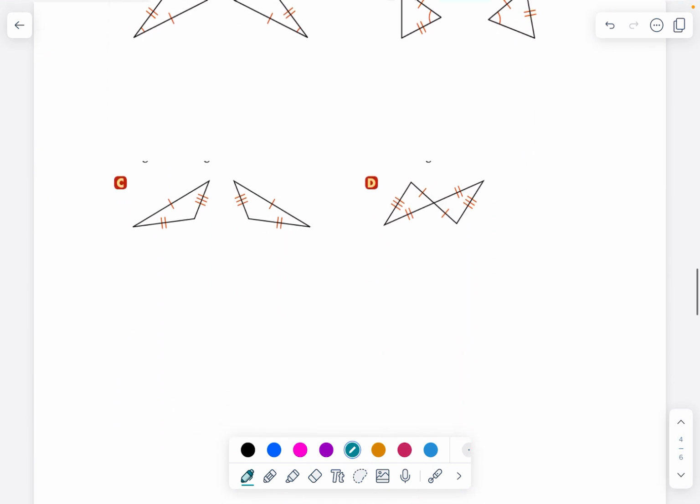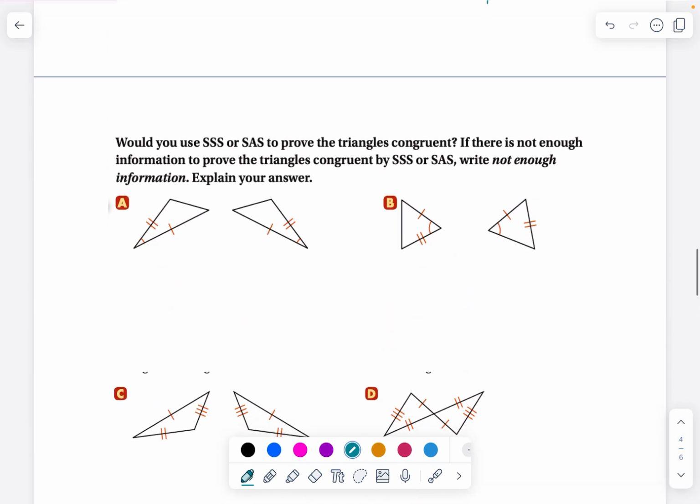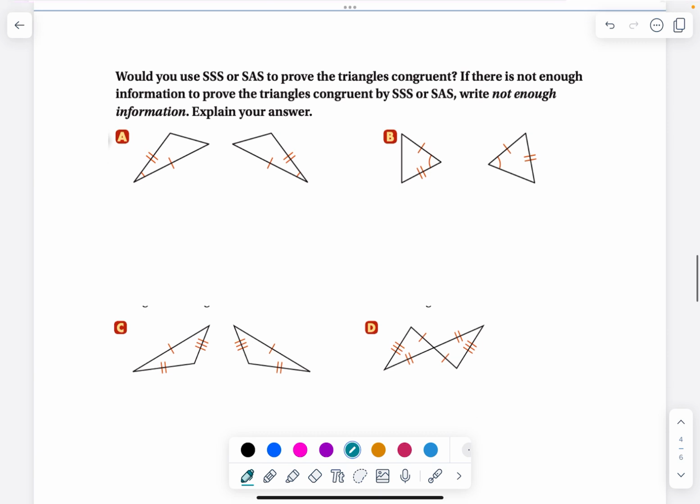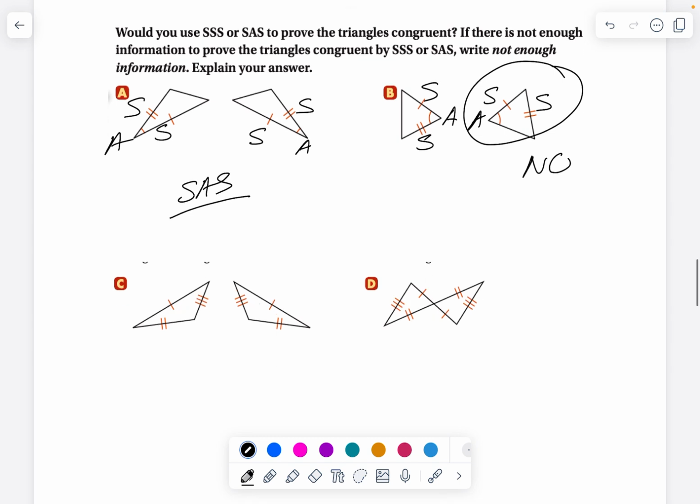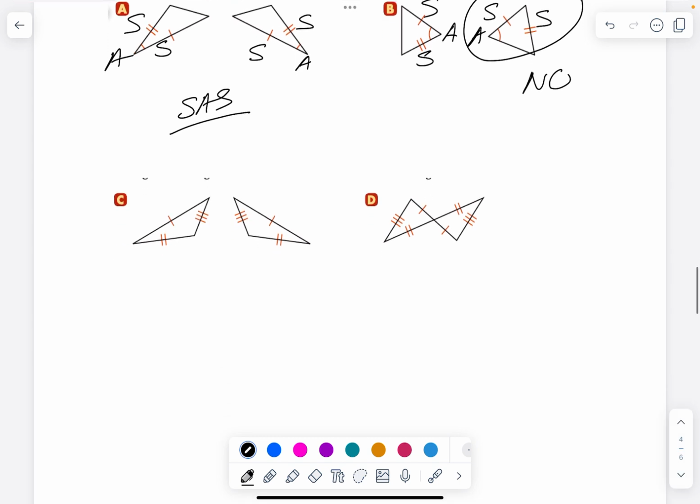Could we use side, angle, side, or side, side, side to prove the triangles congruent? I recommend you write things side, angle, side, side, angle, side. Yes, SAS. Side, angle, side, angle, side, side. See how those don't match up? So it's no because of that. Those triangles are not the same, and that's not side, angle, side.